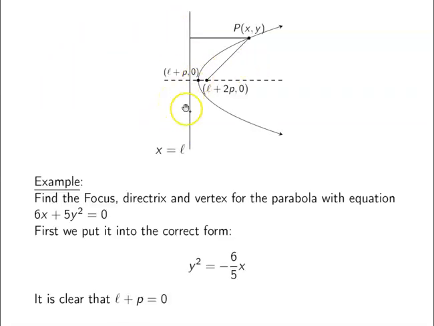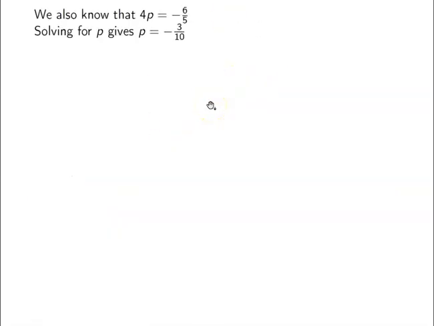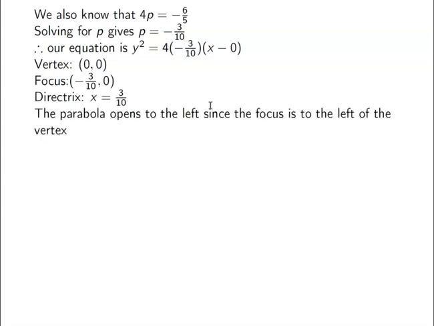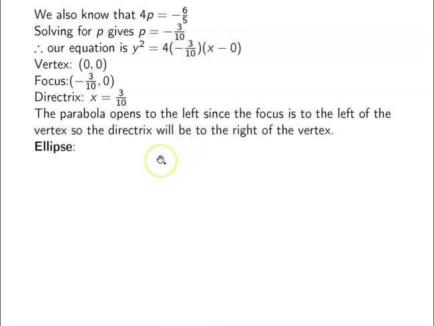So my parabola, instead of opening this way to the right, opens to the left. It'll open to the left because I have my vertex, and then lower than that is the focus, and on the other side of my vertex is the directrix. So it's the same parabola, but flipped around. The parabola opens to the left since the focus is to the left of the vertex, and the directrix will be to the right of the vertex.